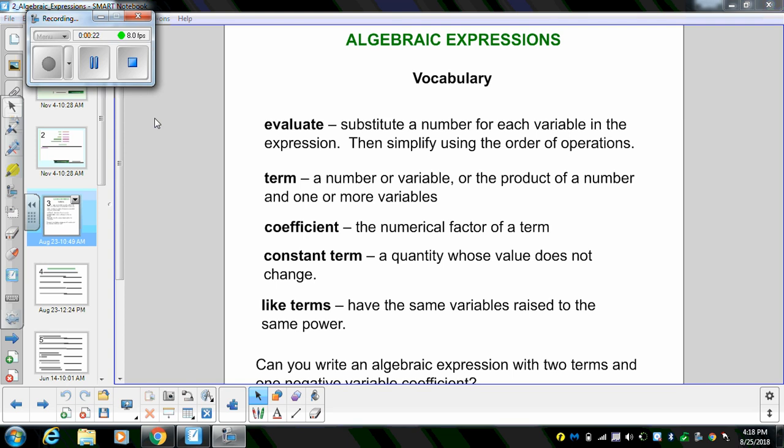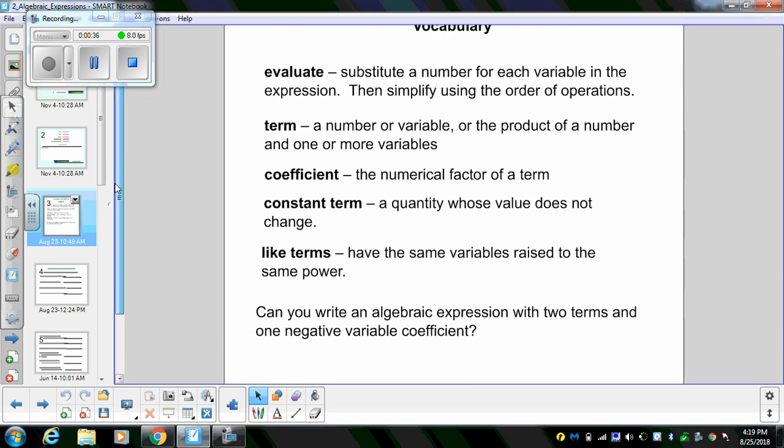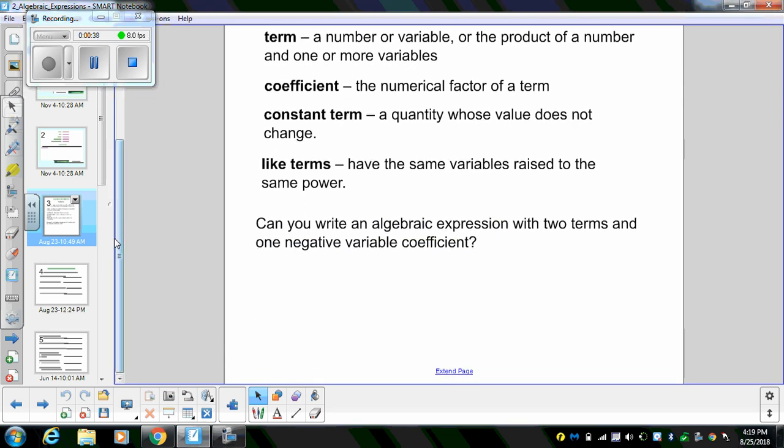A coefficient, which is the numerical factor of a term. The constant term, which is a quantity whose value does not change. And like terms, which have the same variables raised to the same power. So the question I have for you is, can you write an algebraic expression with two terms and one negative variable coefficient? So here we go.